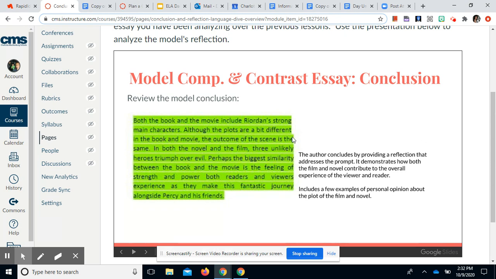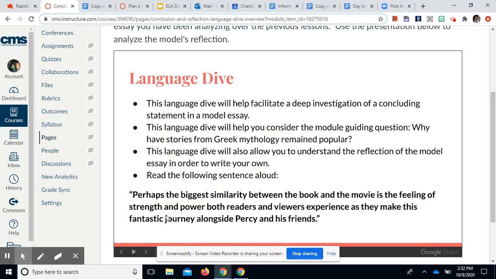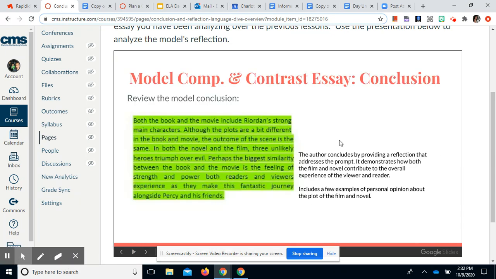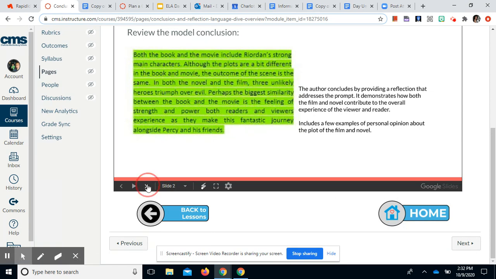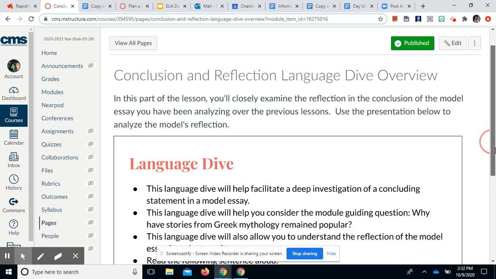So within this conclusion, we got a restatement of our focus. We got a wrap-up of what the essay was about. And then we've got some reflection, personal opinion here. The personal opinion that we can identify in this conclusion: we've got strong characters, we've got unlikely heroes, we've got the feeling of strength and power and fantastic journey. So you are going to get to bring in your opinions as you work on this conclusion.